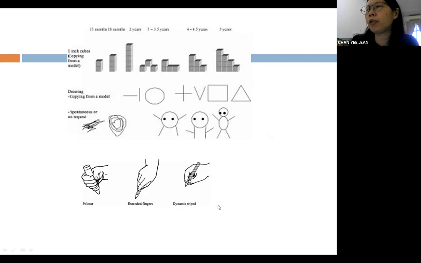Now, this is how they start off holding the pen. So that's the palmar grasp. Then they do the extended fingers. And then this is basically how adults do it.